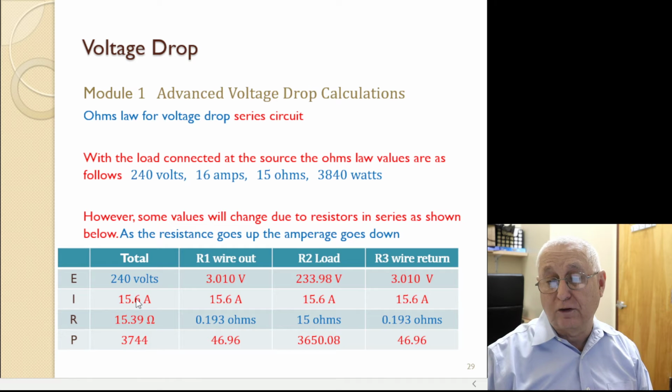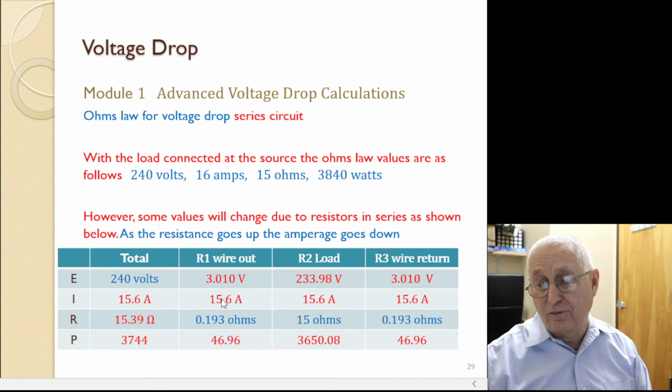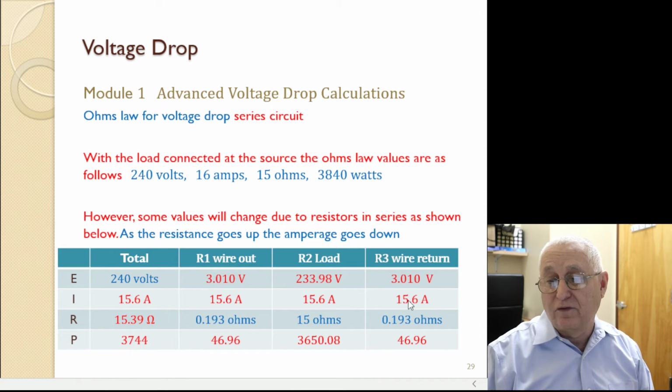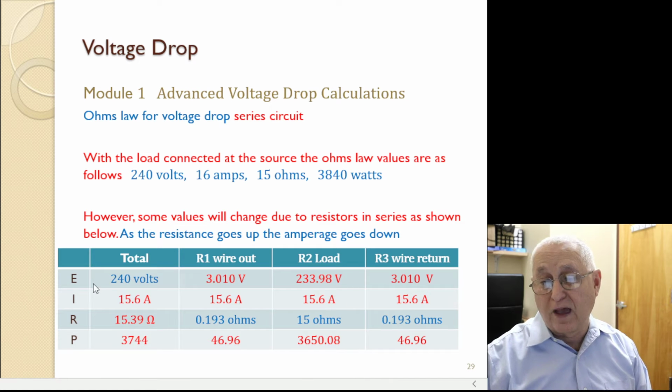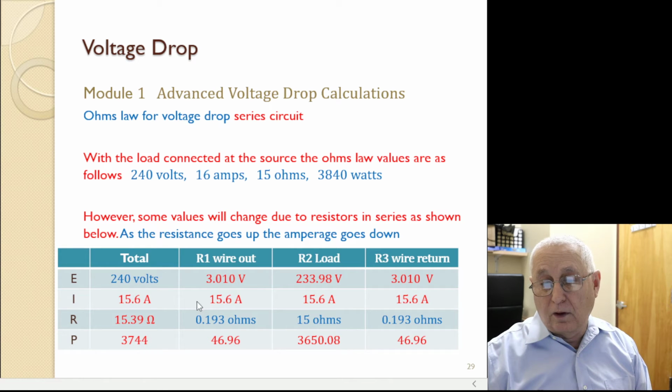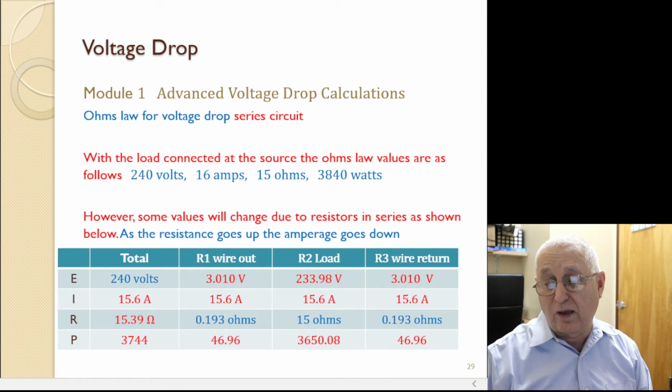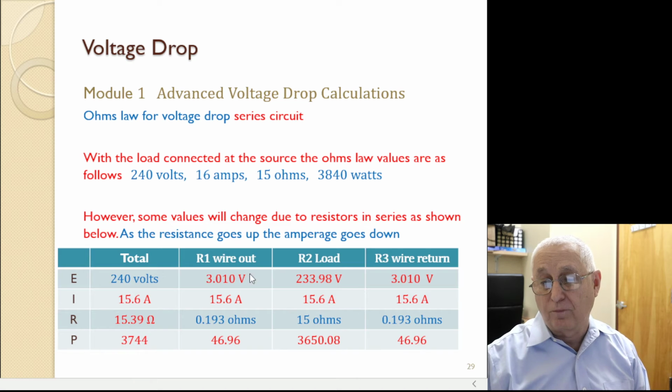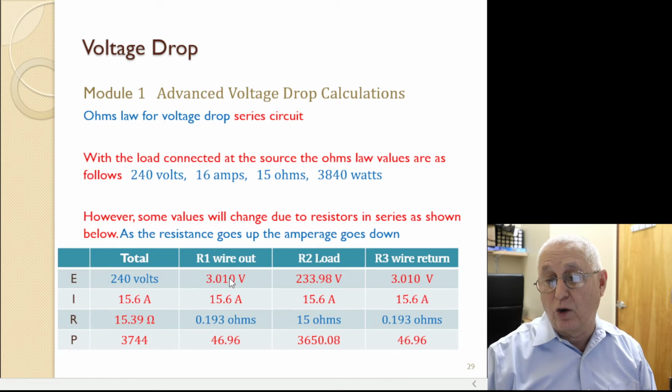This is a series circuit. The rules tell us that amperage is the same everywhere in a series circuit, so we have 15.6 amps everywhere. Later on I'll explain that I rounded this off here, and we'll get a slightly different answer on one of the values, but we'll be able to discuss it then. Now, I times R will give us E, so 15.6 times 0.193 ohms equals 3.010 volts. That's the voltage drop for the conductor going out.